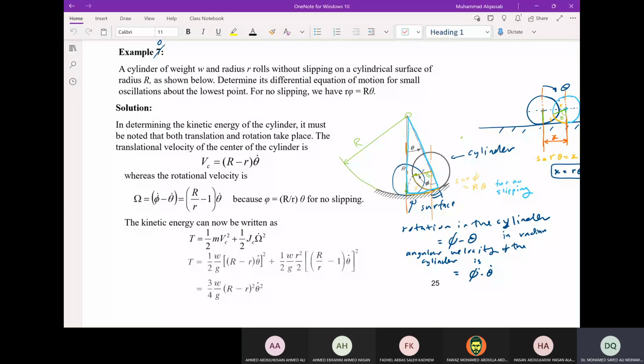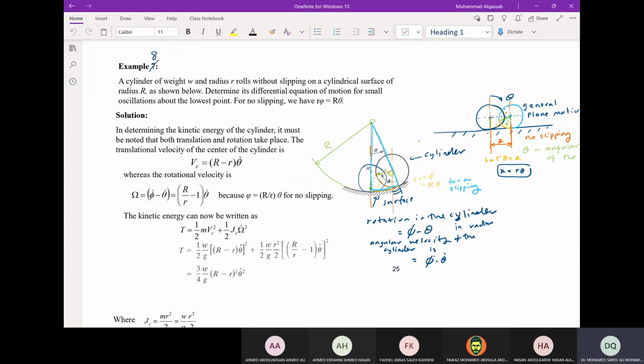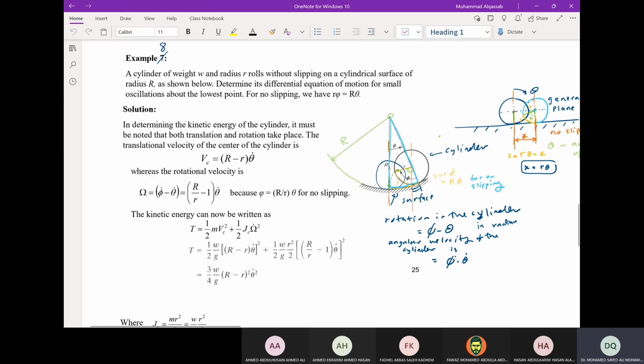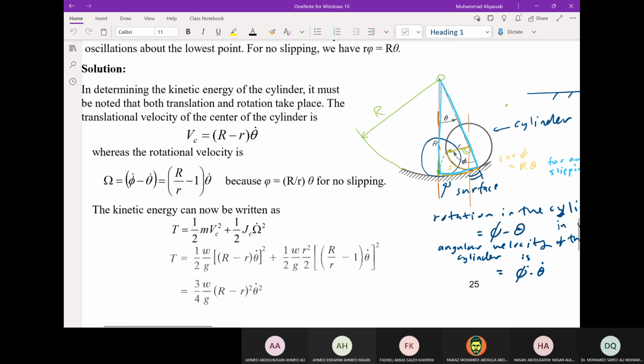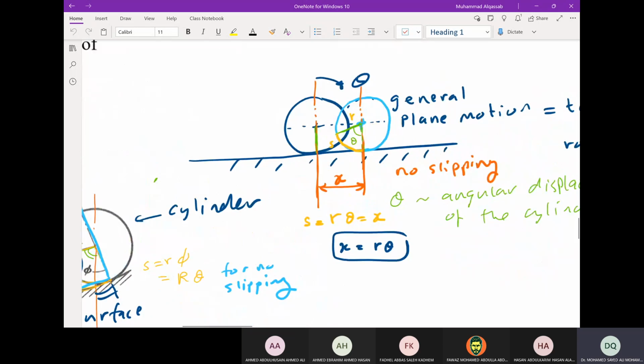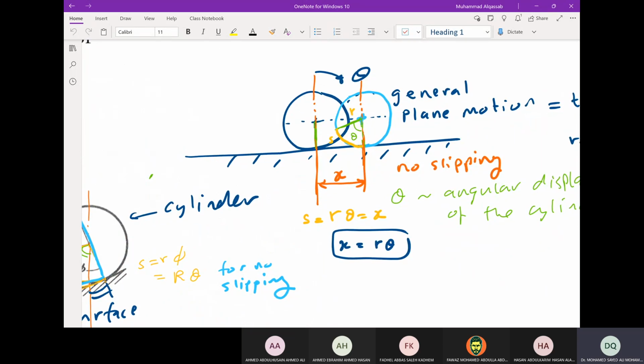Okay, so this was the example we did last time, but we didn't finish it. The question is about a cylinder rolling over a cylindrical surface. So the first thing I did is to work on the kinematics of the cylinder in this case. We recall what we did before on a rolling motion of a cylinder on a horizontal surface.